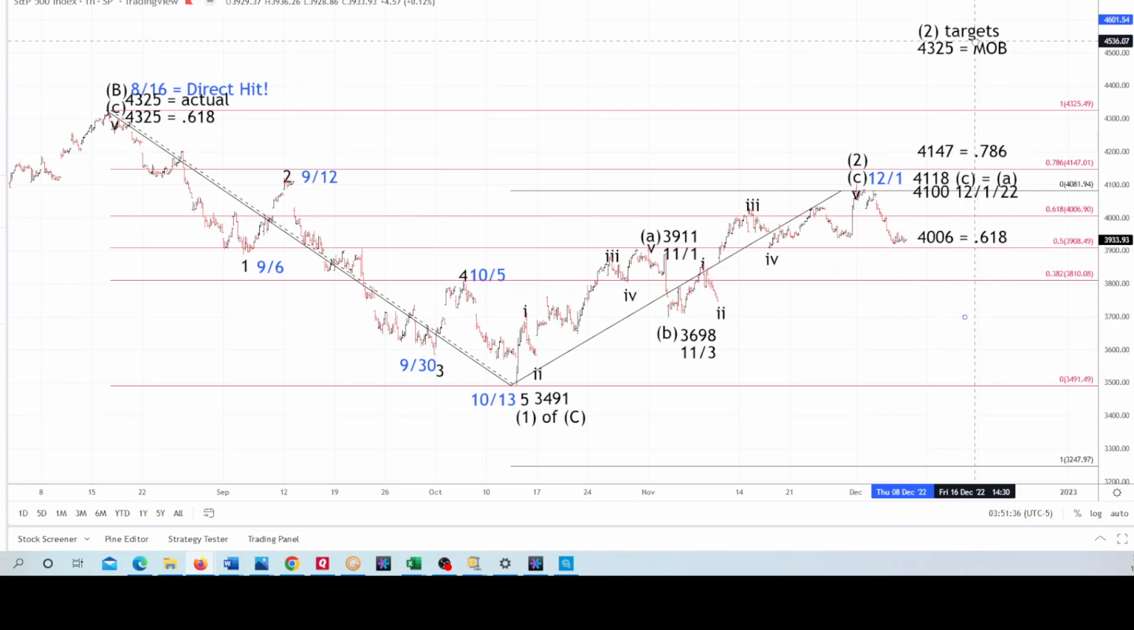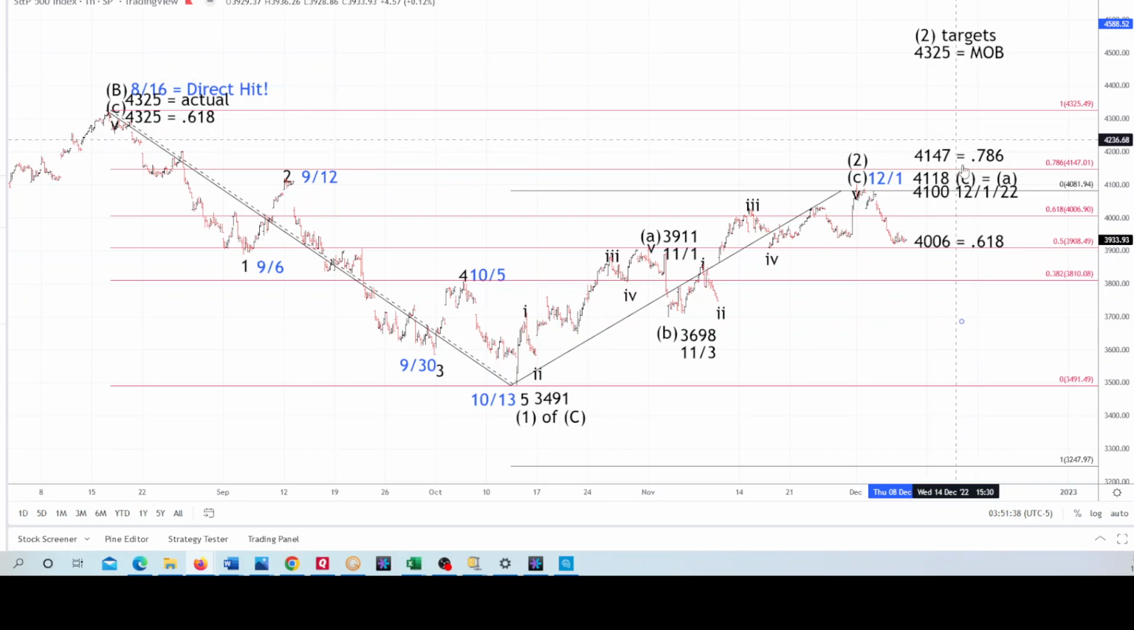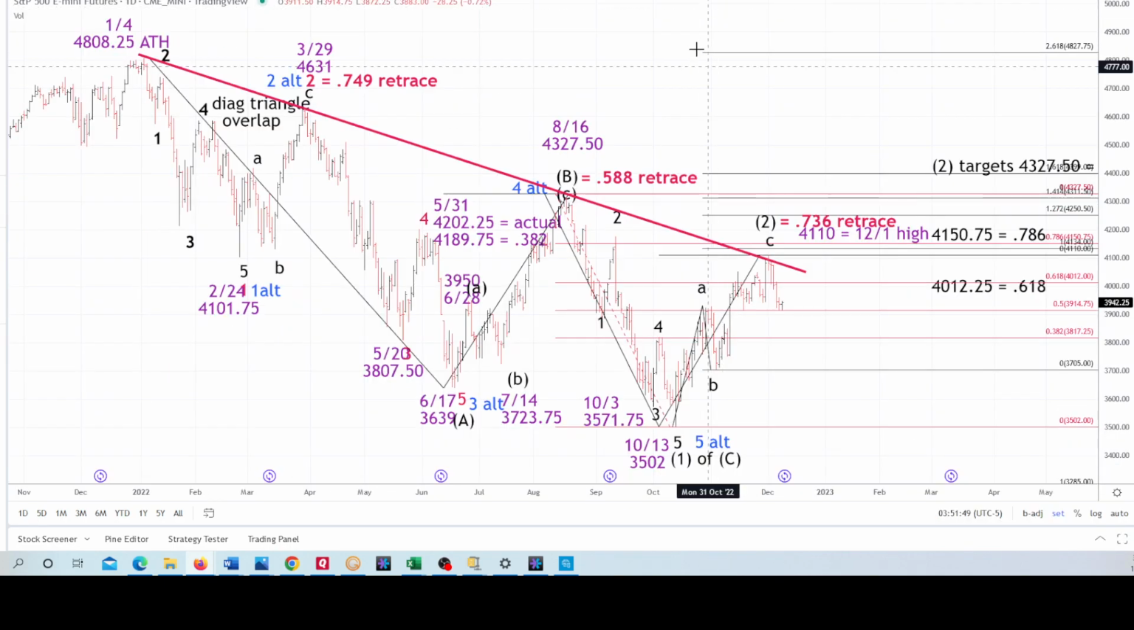Move that up there. There we go. Okay, and the 4100, excuse me, the 4110 on the S&P was the actual wave 2 high on 12/1. And here we go to the downside. Don't know that we need that. Let's get into the ES.